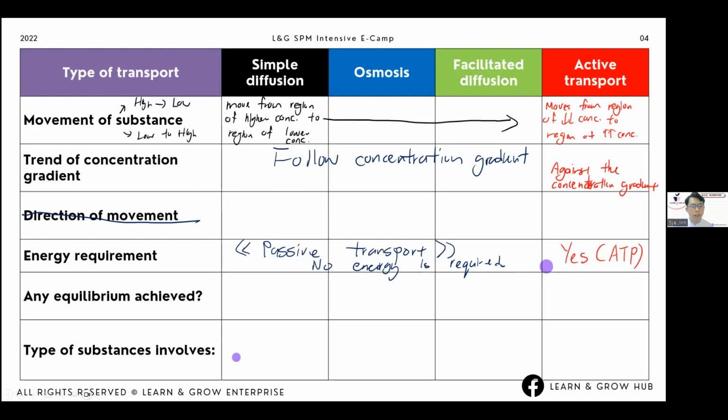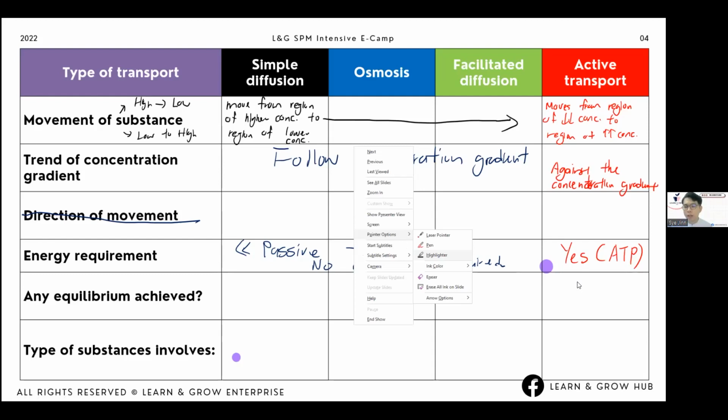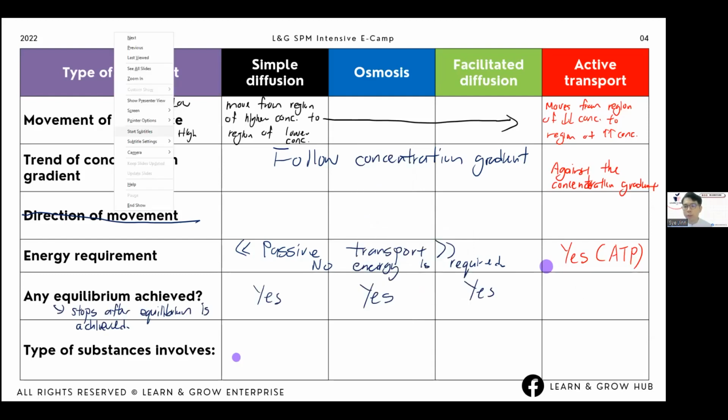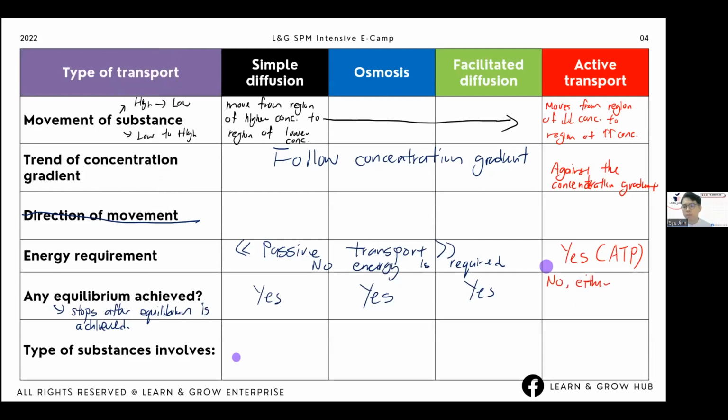But next we talk about active transport again. If there is no equilibrium achieved, how do we describe it? For active transport the answer is no, because it goes for either accumulation, which means they want to keep a lot of things, or removal, they want to remove something from some places. So this is the purpose of active transport. That's why in active transport you go against the concentration gradient, so you need the ATP to achieve it.